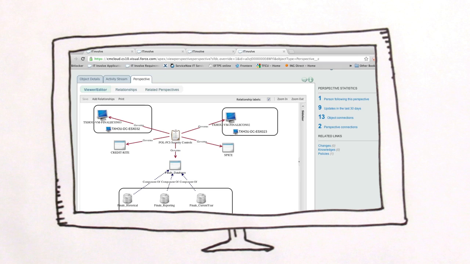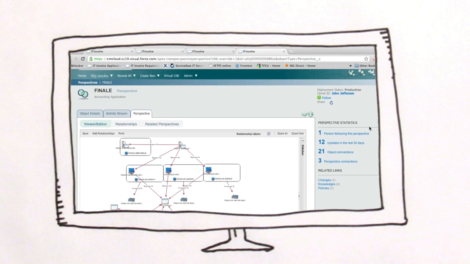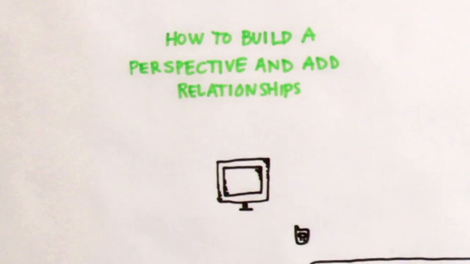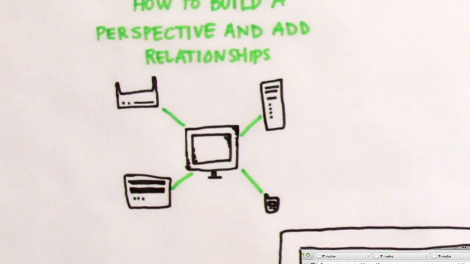As you include objects from different teams in your perspective, the IT-involved solution will automatically notify and involve you when changes to objects in your perspective are being planned. So now let's create a perspective. We are going to recreate part of John's Finale perspective.